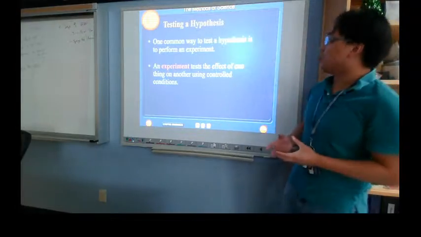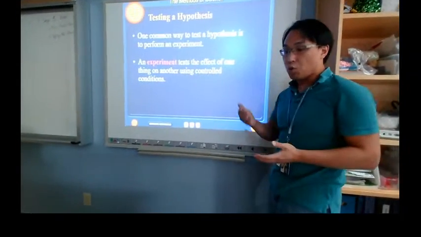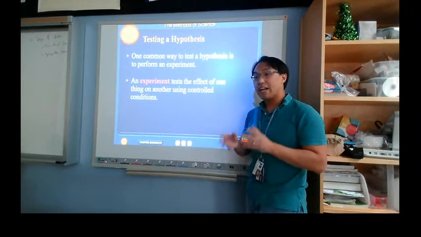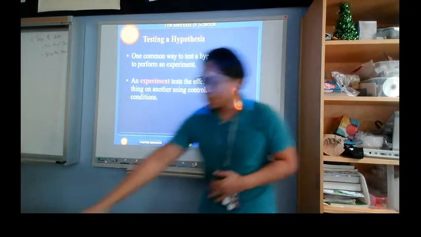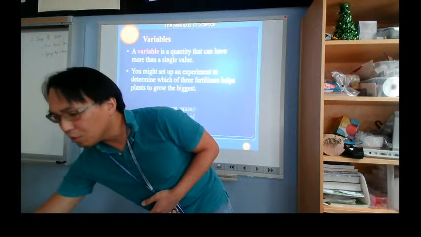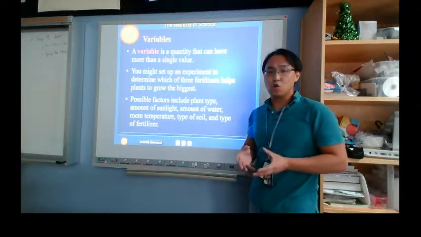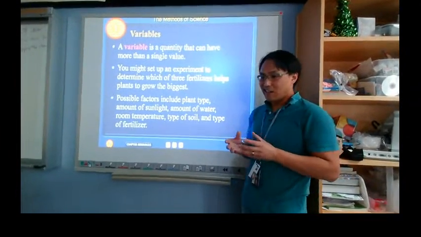So what we just did was an experiment. We controlled some variables and we wanted to make sure that we were testing for a specific question. Now you might be wondering, what is a variable? Well, a variable is a quantity that has more than one value.